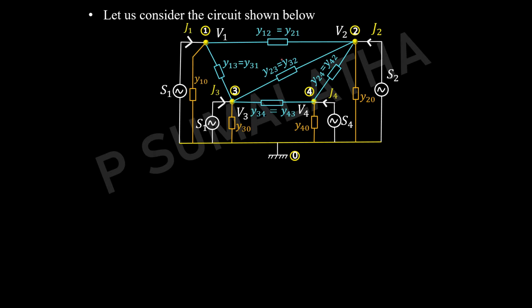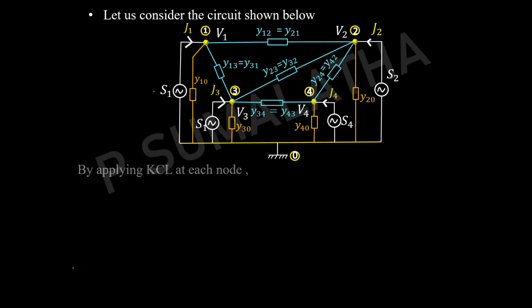I am trying to form the bus admittance matrix. We know the relation between the admittance matrix, the current and the voltage: current I is equal to Y into V. Here we have represented the same current by the current density J, so J is equal to Y into V. By using nodal analysis, you can represent the current equations with respect to each bus.